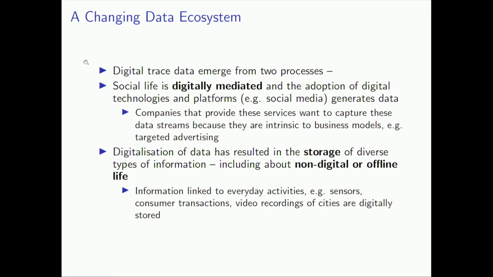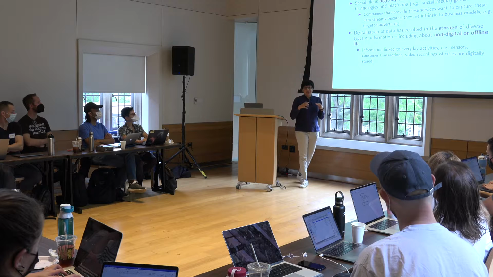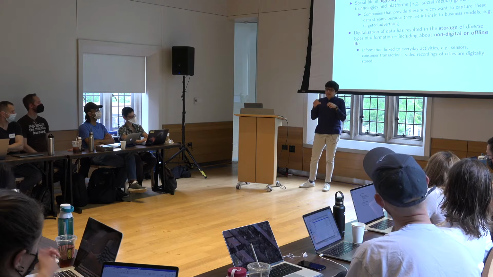So essentially, this is the first data generating process for digital trace data, is that social life is digitally mediated, which creates itself data streams that are stored. But the very digitalization of information, digitalization of data itself, has resulted in the storage of different types of information about what is essentially offline life, also in digital forms. So examples of this would be consumer transactions, video recordings of streets. All of this is digitally stored, which means this information can be processed and used as data from which social phenomena can be observed and described.